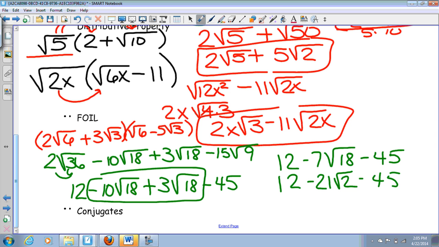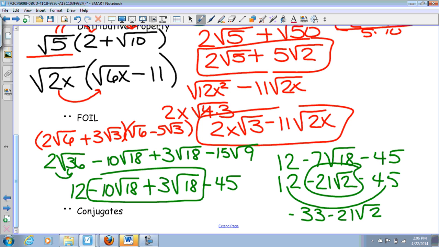Okay, this guy right here is a guy by himself. 12 minus 45. Are those like terms? Absolutely. So what is 12 minus 45? Negative 33 minus 21 times the square root of 2. Okay? That is then our final answer.